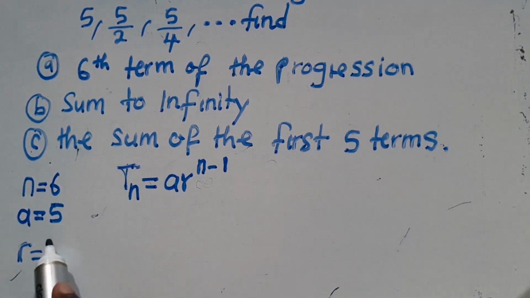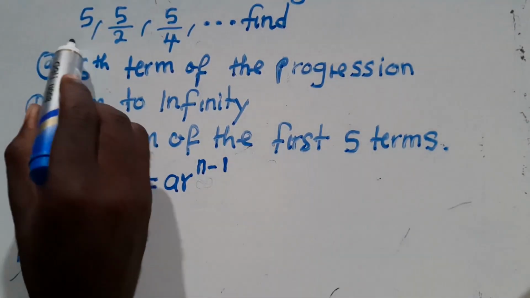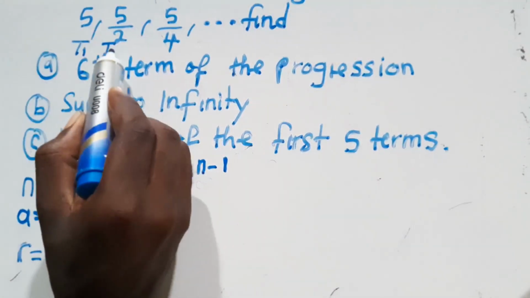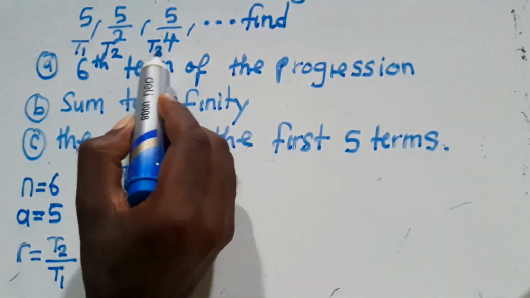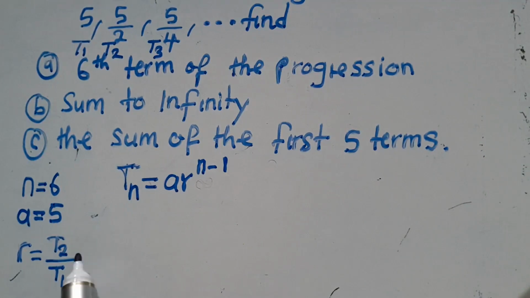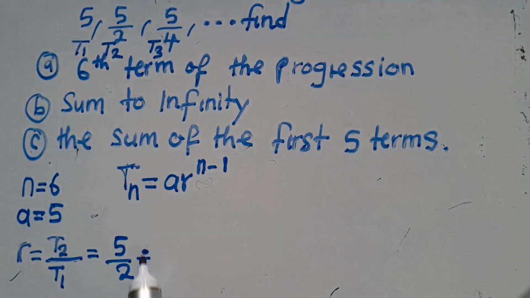How do we find the common ratio? T2 over T1. This is what you do. This is your first term, this is your second term, this is your third term. So T2 is 5 over 2, divided by T1. This symbol here means divide. What is my T1? My T1 is 5.